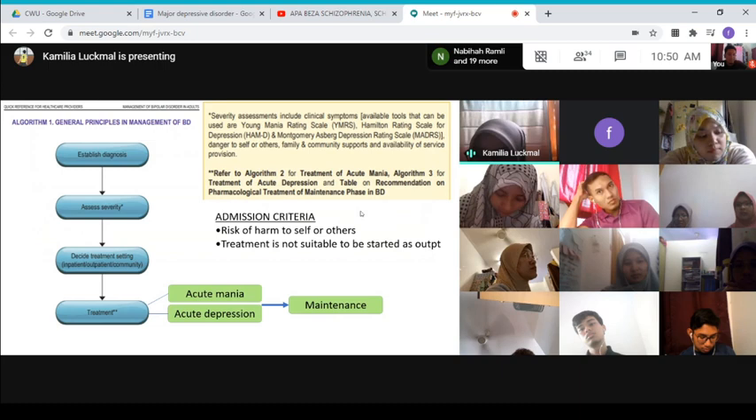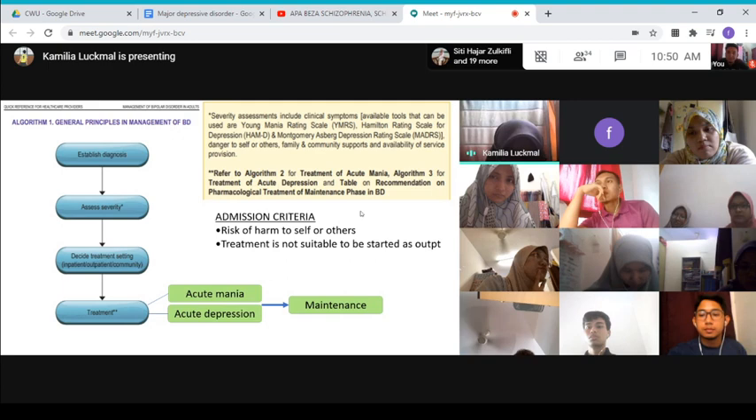Then we must assess the severity by using the Young Mania Rating Scale, whether it's mild, moderate, or severe, and then decide whether the patient requires hospitalization or not. And then for the treatment, as I said before, it's divided into acute and long-term management, also known as maintenance. For a patient that requires inpatient management, the criteria listed in our CPG is that the patient has risk of harm to self or the people surrounding them, and the treatment is not suitable to be started as outpatient.